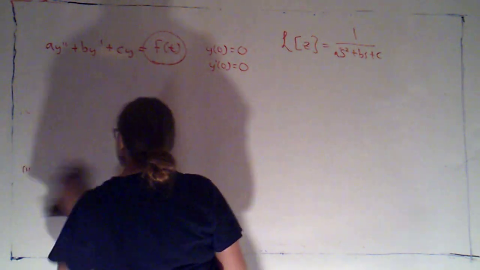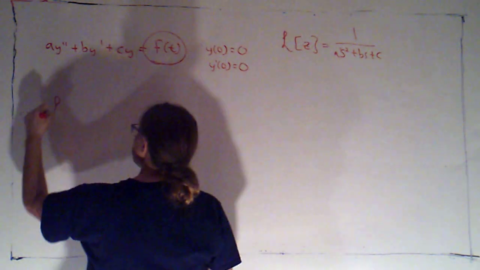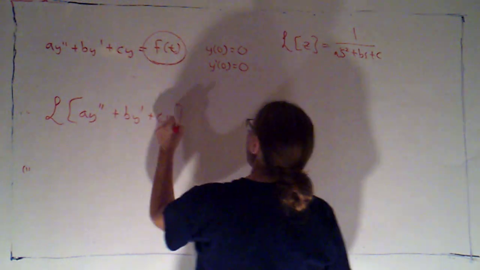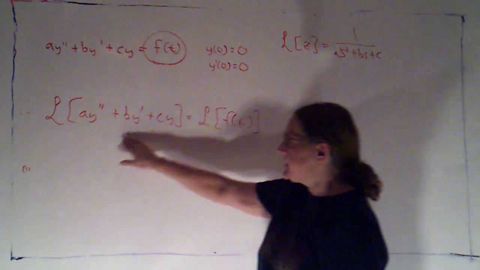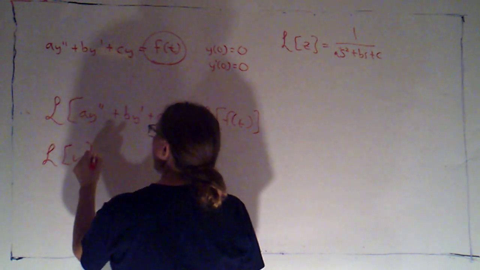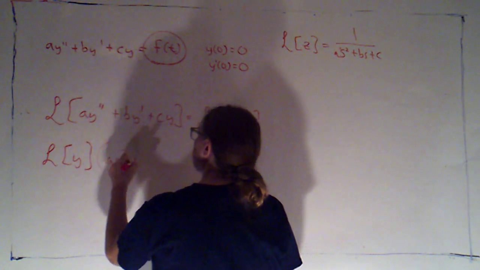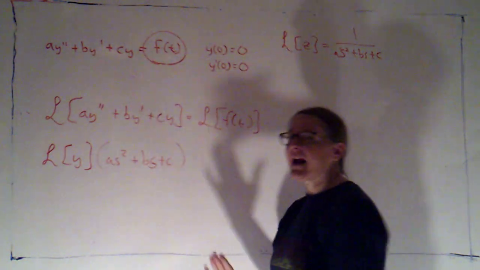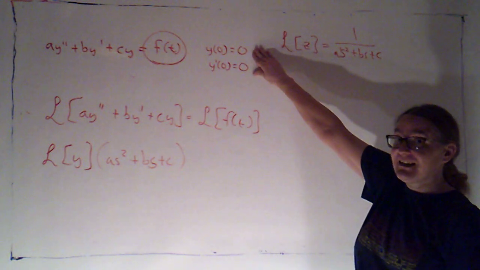So now, let's work with an arbitrary element of this family. So I could say, let's take the Laplace transform of both sides. Ay double prime plus by prime plus cy equals the Laplace transform of f of t. Okay. Well, I just did the left-hand side. I know what I got there. Here I'm going to get the Laplace transform of y times as squared plus bs plus c. Again, the fact that I get just that characteristic polynomial is dependent on the fact that I have this very nice initial condition.